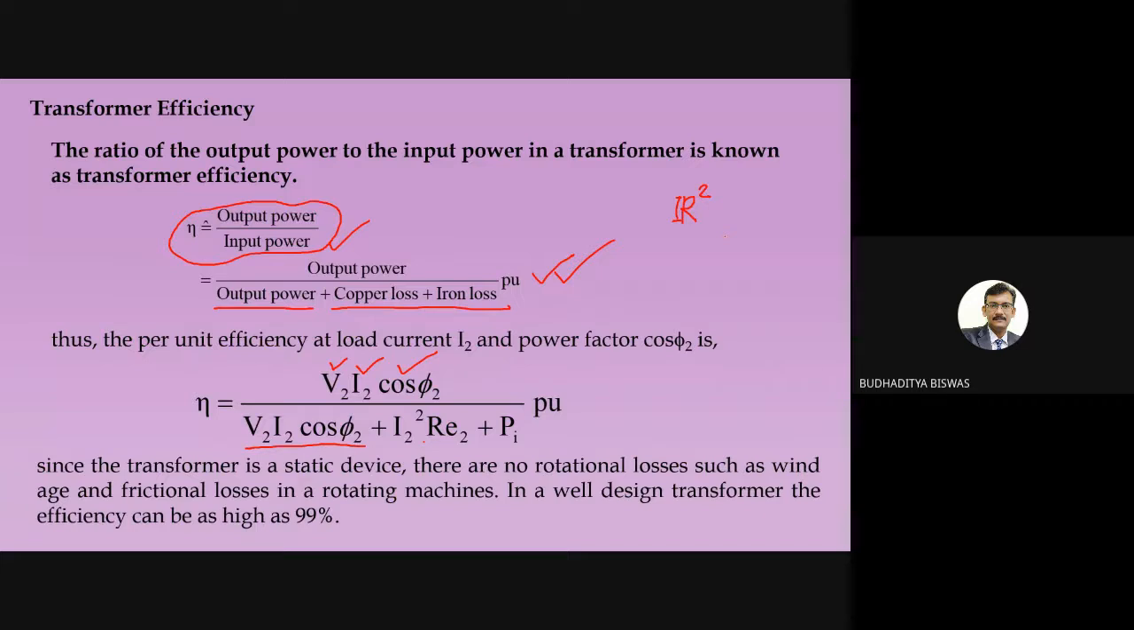Now, in case of the transformer, the same formula can be applied. In a transformer, how many currents are there? Tell me, how many currents are there?